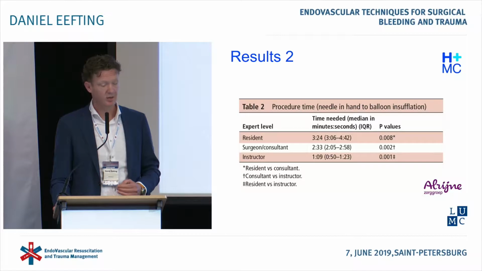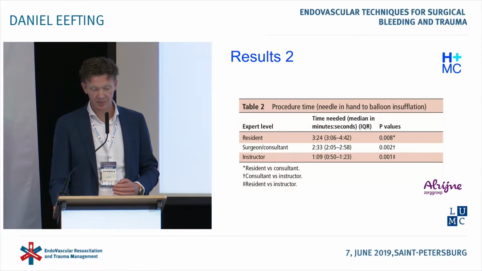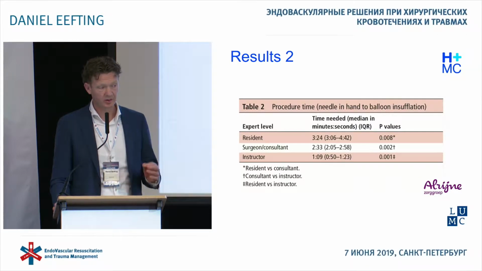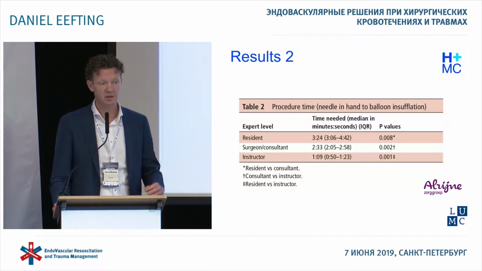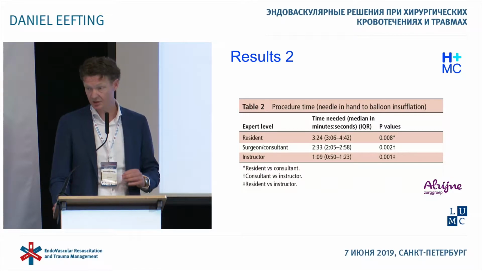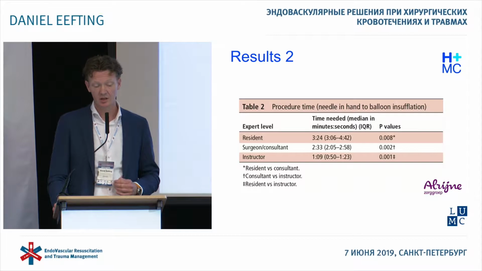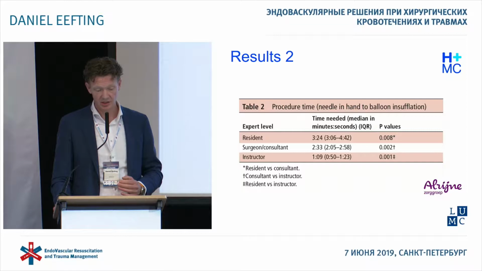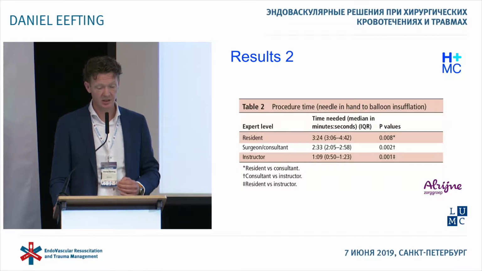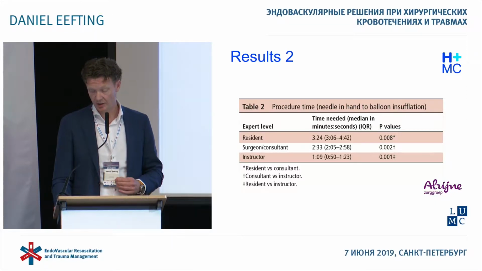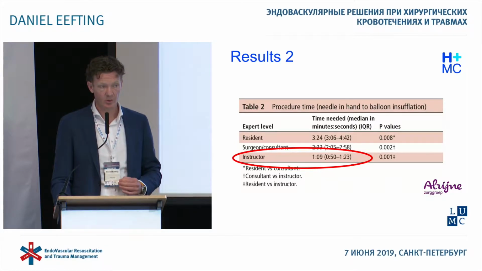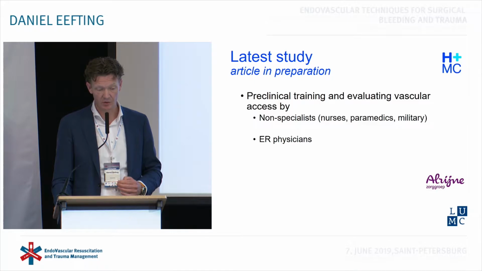That was very clear. As you can appreciate from this table, residents were able to perform the REBOA placement, from needle in hand until balloon insufflation, in about 3.5 minutes in this model. Surgeons in consultant positions needed about 2.5 minutes. And instructors, who were very well skilled and trained, needed just a little bit more than 1 minute. So training is essential. When you train, it will go faster.